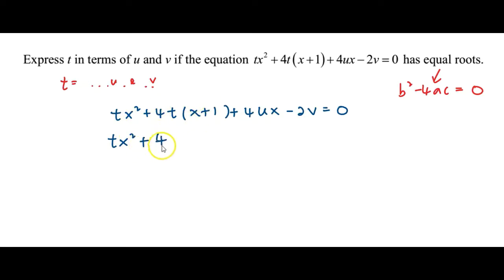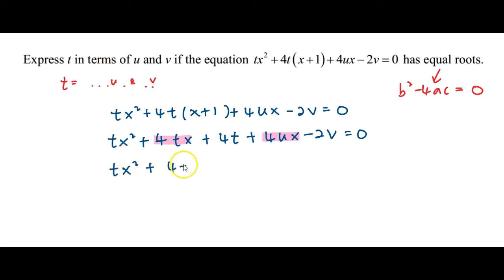I will have 4tx plus 4t plus 4ux minus 2v equals 0. So the second term should be the x term. There are two x terms. I'm going to collect them together and factor out the x. I have 4t plus 4u. Factor out the x, it will be like this. And then after that, I have my constant term, that is 4t minus 2v.